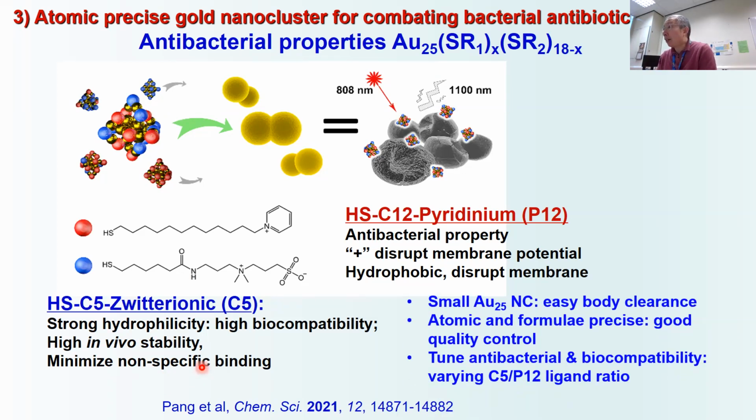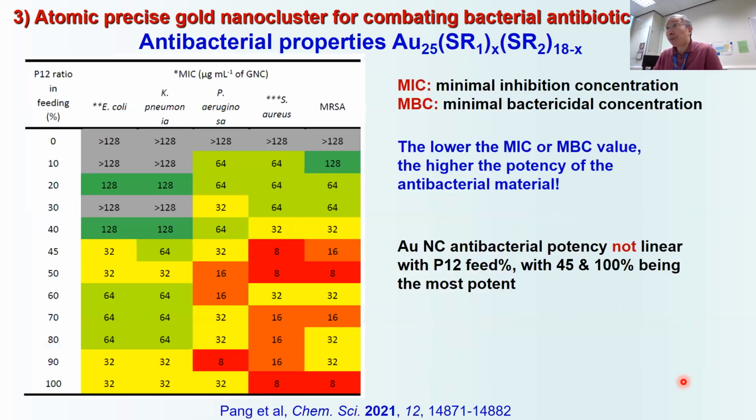As a result of these small clusters, they should be easily cleared from the body, which means avoiding long-term accumulation, and they are also atomically precise in formula. These are good for quality control, and we use two different ligands so that we can tune their antibacterial properties and biocompatibility by simply varying these two ligand ratios.